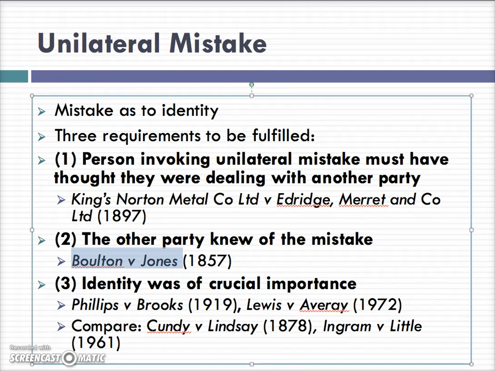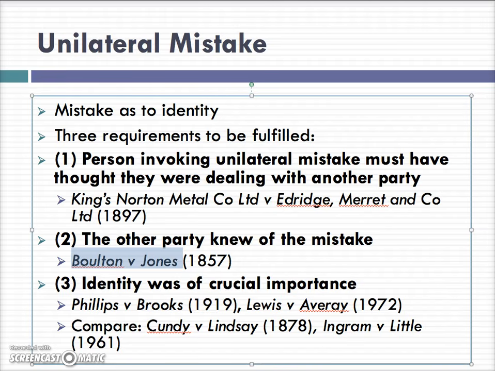Third, to successfully argue for mistake as to identity, one must also show that the identity was of crucial importance. In Phillips and Brooks, a crook went to a jeweler's and bought a ring. The crook said that his name was Sir George Bollow, a well-known person in that locality. Believing that he was dealing with the George Bollow, the jeweler sold the ring to the crook in exchange for a check. Of course, the check bounced, and the crook sold the ring on to someone else. The jeweler then sued that third party to get his ring back.